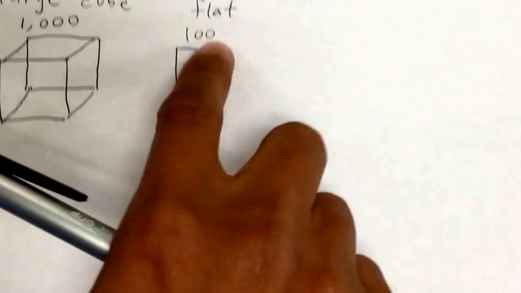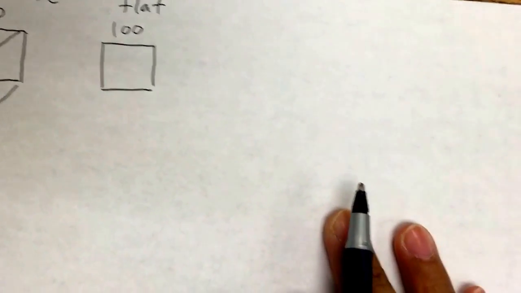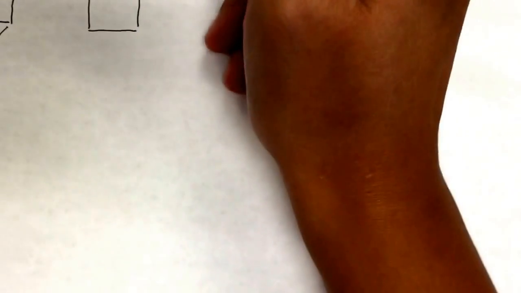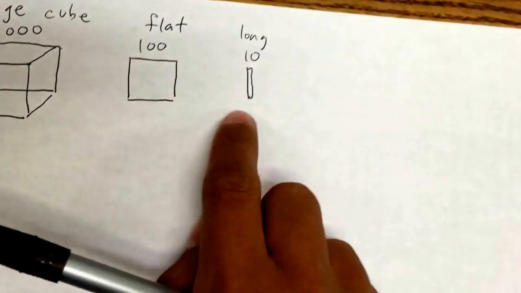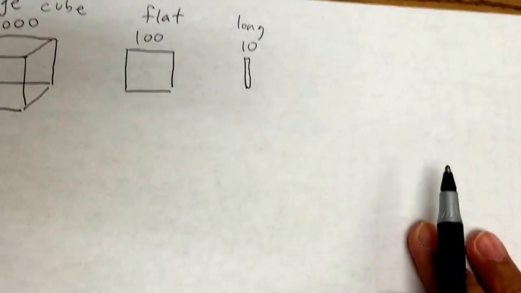The next thing is what we call a flat. And it's called a flat because it's just a flat square. And the value of the flat is 100. So we have a large cube, a flat. The next one is what we call a long. The long is worth 10. And it looks like what they used to call an envision rod. So it's just a little long stick.